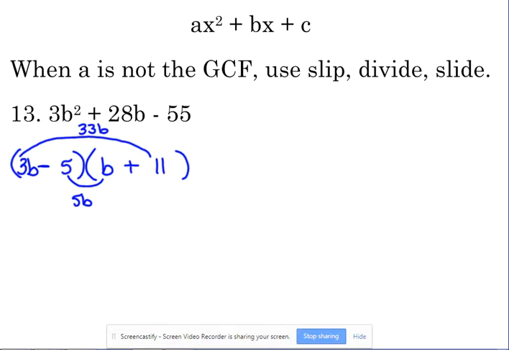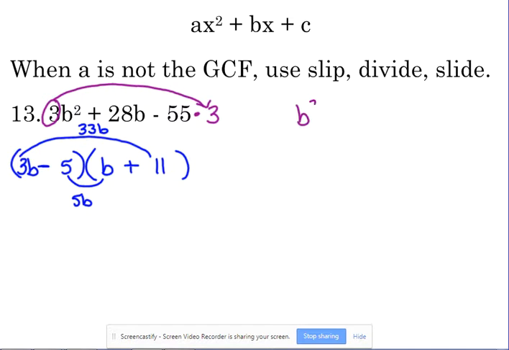That's going to take a little bit of time, a little bit of trial and error. Let me show you the slip, divide, and slide method that some of you may find a little bit easier. We're going to factor the same problem and get the same answer, but I'm going to show you a different way to get there. The first part is you slip. You take this first coefficient right here, you slip it to the back, and you multiply.